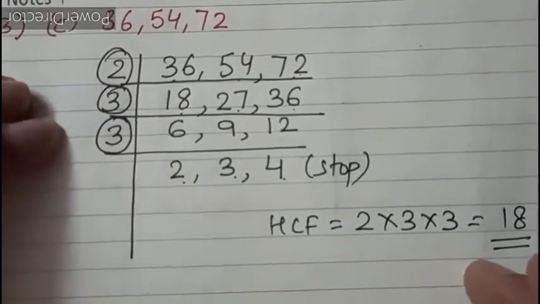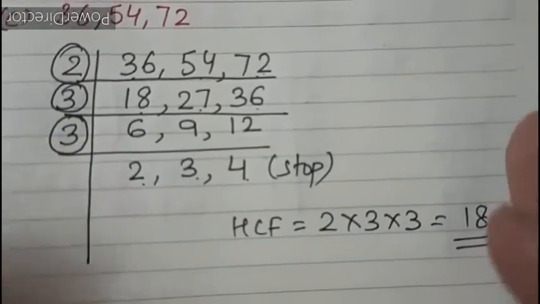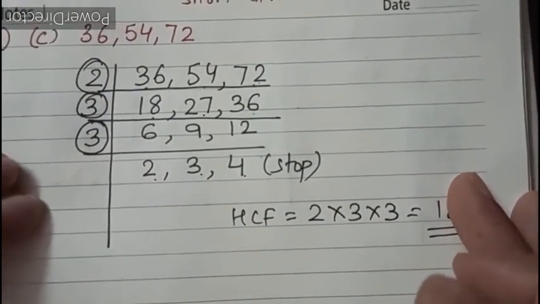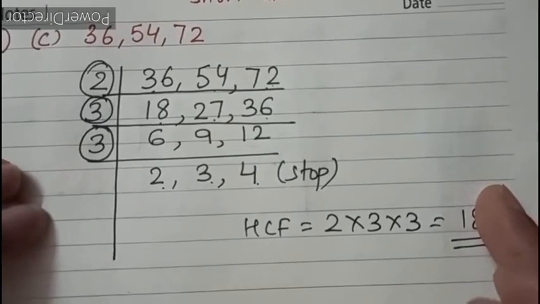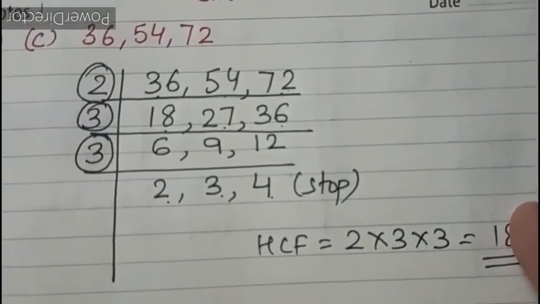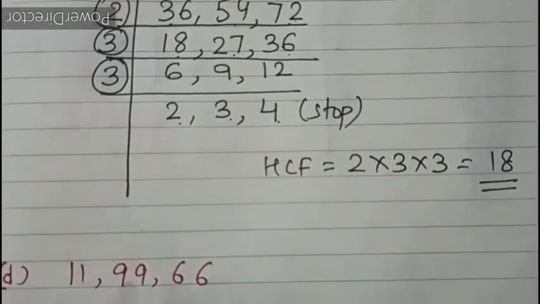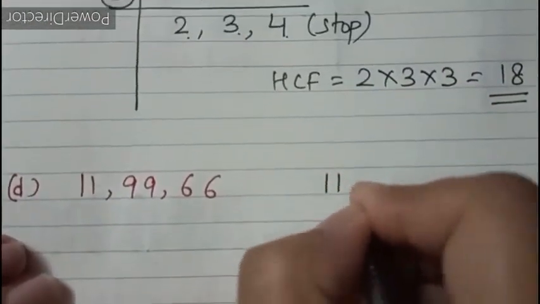So you see here we had three numbers, still we have taken less time. So this short division method is very easy, and it is also very less time consuming. So this one is a good method, you can use it. Let's try a few more.